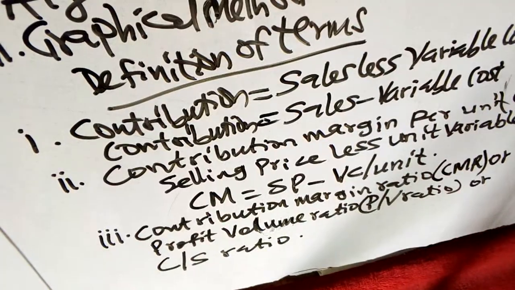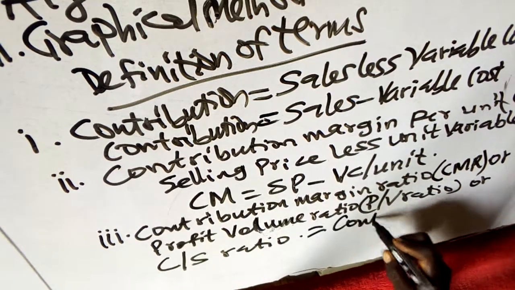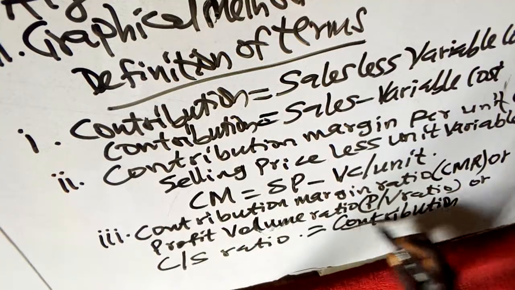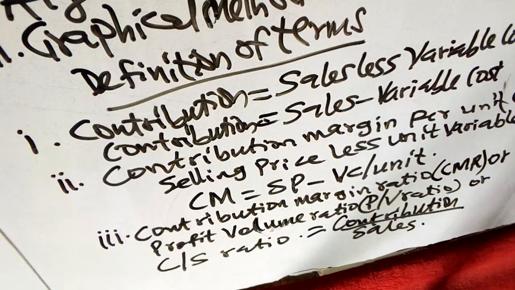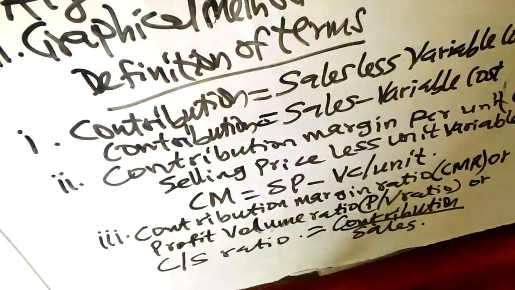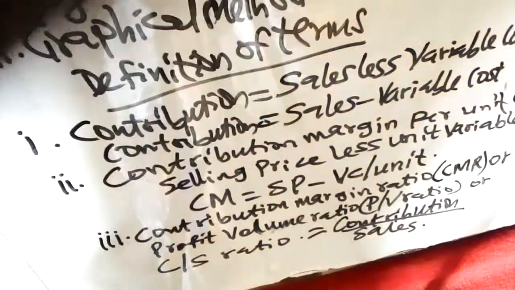CS ratio, that will be contribution over sales. That is CS ratio, contribution margin ratio: contribution over sales.